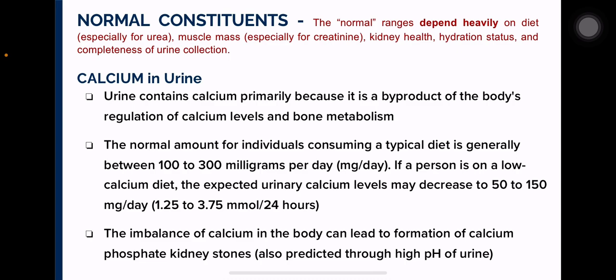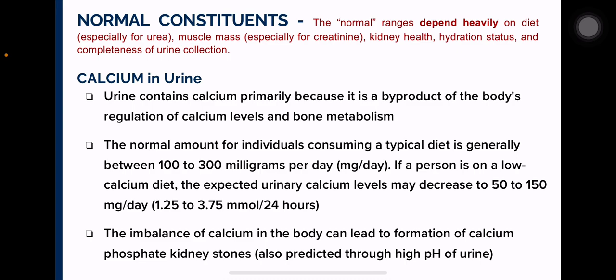Now let's proceed to the normal constituents of the urine. The normal ranges really depend on the diet, muscle mass, kidney health, hydration status, and the completeness of the urine collection. Now let's proceed first to the calcium in urine. Calcium appears in urine because it's part of the body's mineral regulation. So the normal values range from 100 to 300 milligrams per day, or 50 to 150 milligrams per day on a low calcium diet.